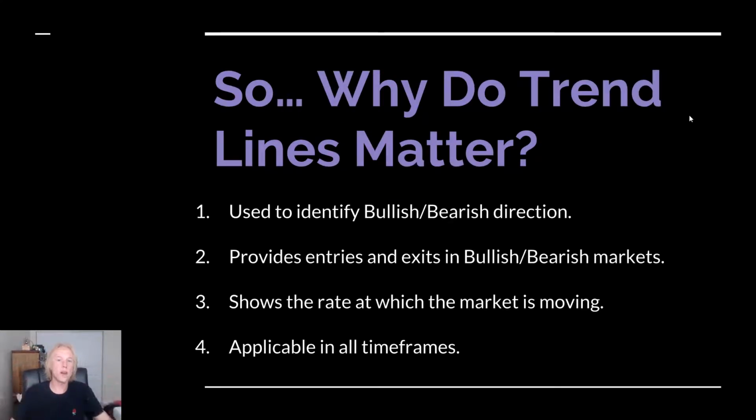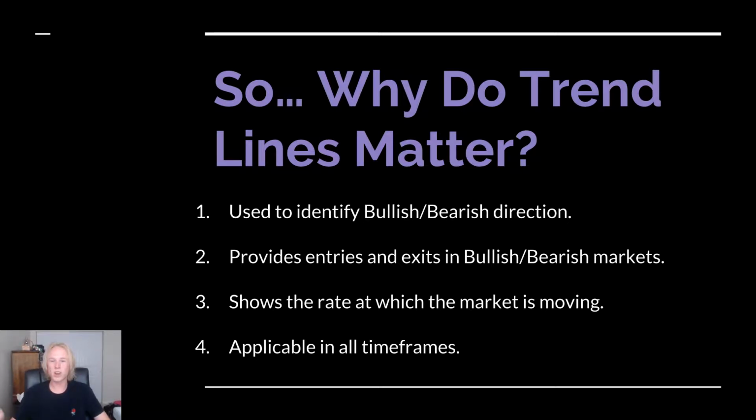So, why do trend lines matter? Well, number one, trend lines are used to identify bullish and bearish direction in the market. If you can trade trend lines, you'll be able to find out which way the market's going, and you'll be able to find the momentum at which it's traveling as well. Number two, they provide entries and exits in bullish and bearish markets. This is going to be really important for you guys because a lot of times when you're beginning to trade, you don't necessarily know when to exit the market or when to enter it. It's kind of a big jumbled up puzzle, and I'm going to teach you how to do that today.